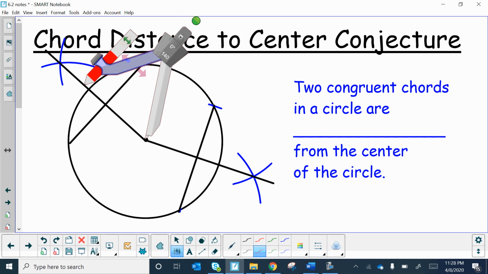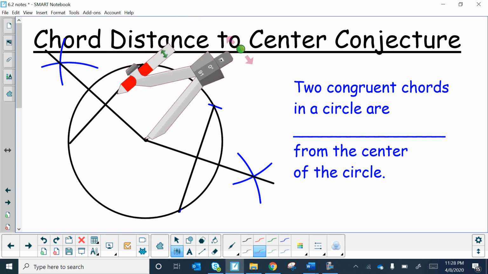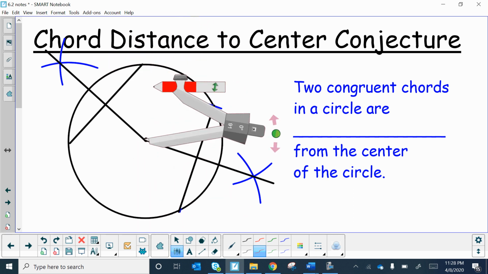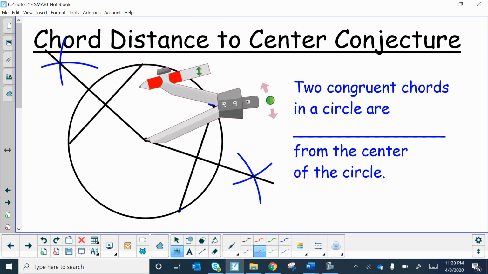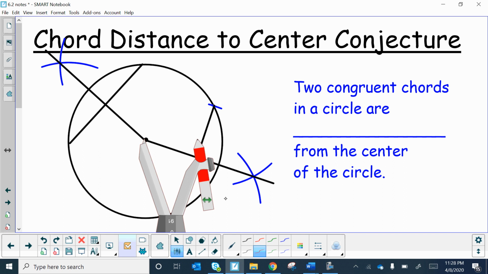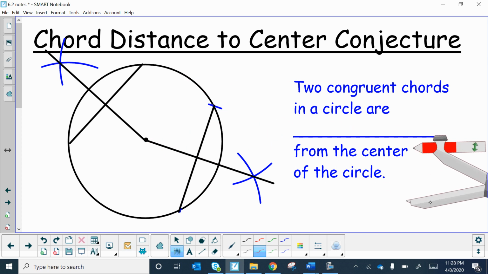And then I'm going to get the distance from there to there. And then I'm going to swing it around this way. Notice they're the same. Okay. So these two chords are congruent. So I'm going to put a little markings here.